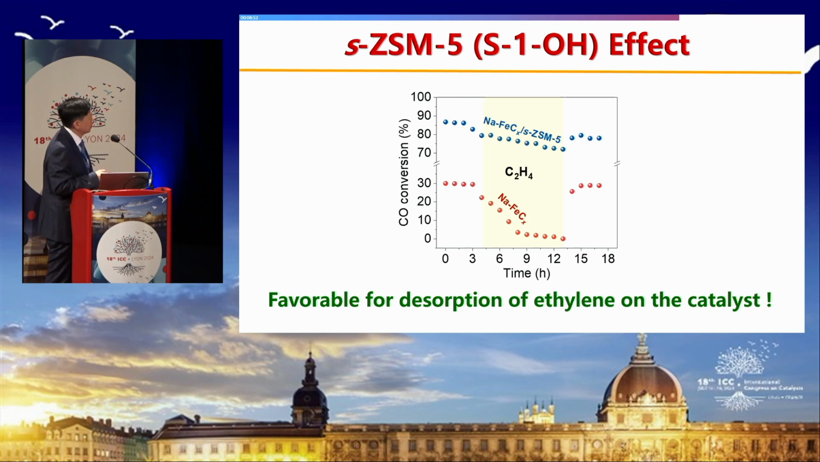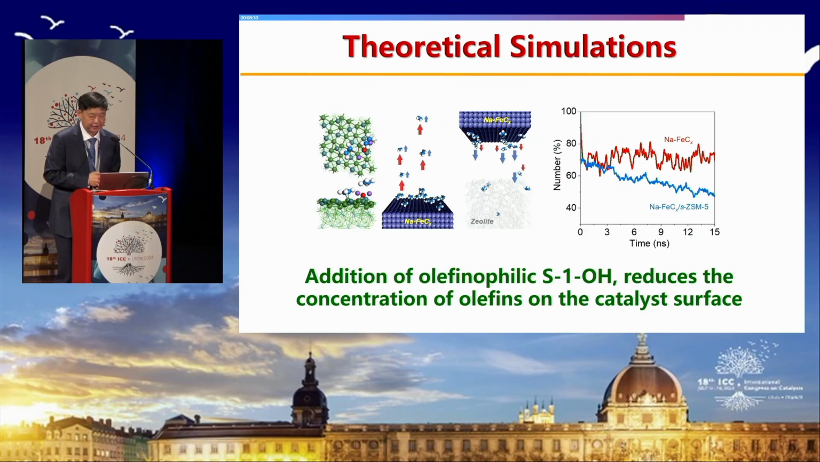Also, we introduced light olefin into the reaction system. For the classical catalyst, when we introduce the olefin, the activity quickly reduces. But here, even when we introduce light olefin, there is just a little reduction in the yield. So this also confirms the catalyst is favorable for desorption of ethylene.